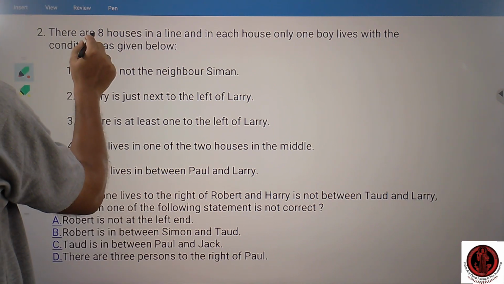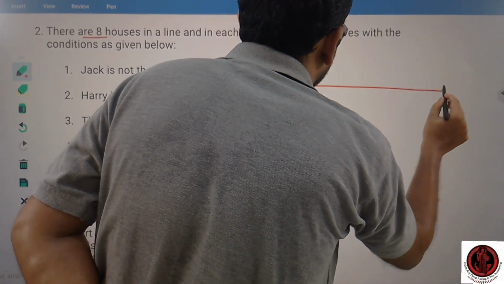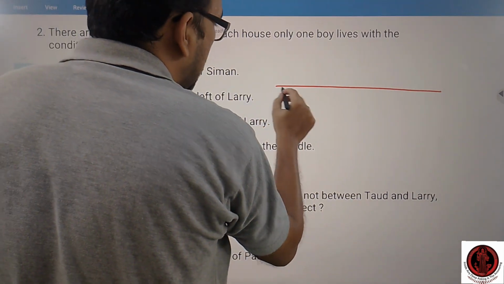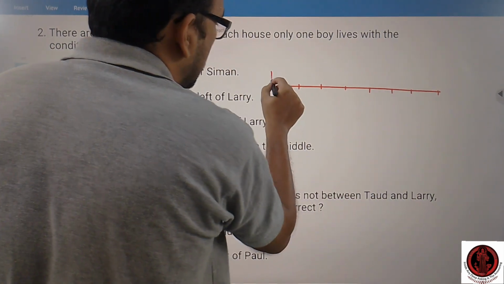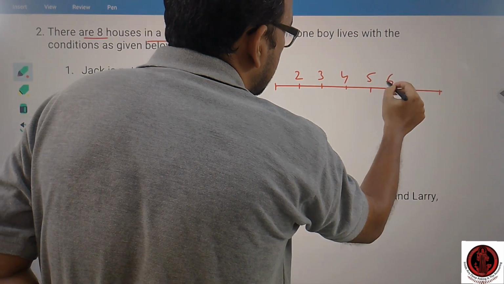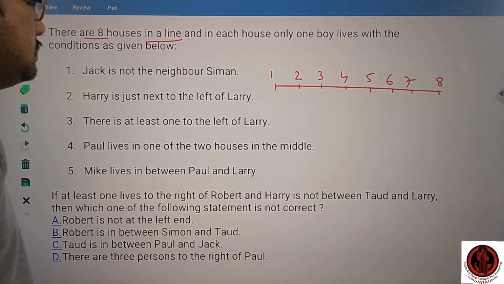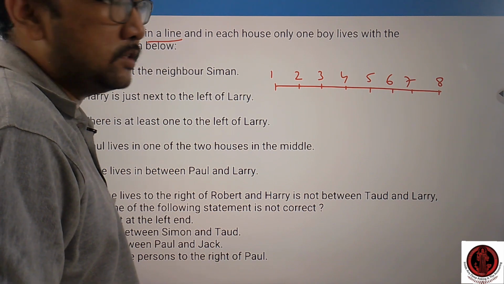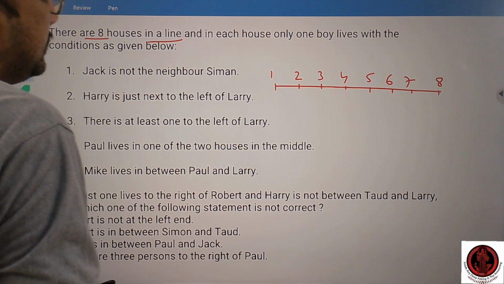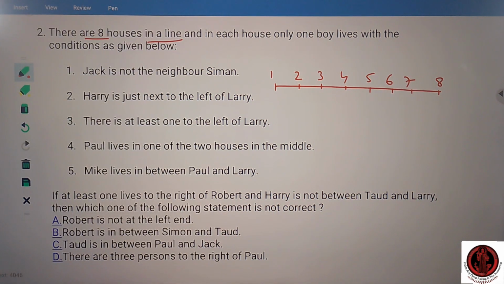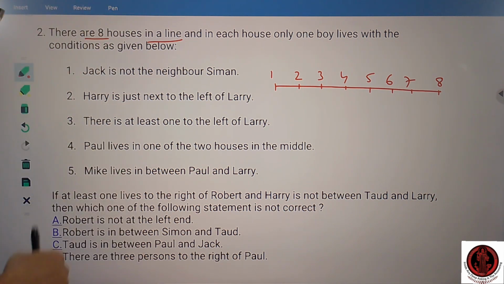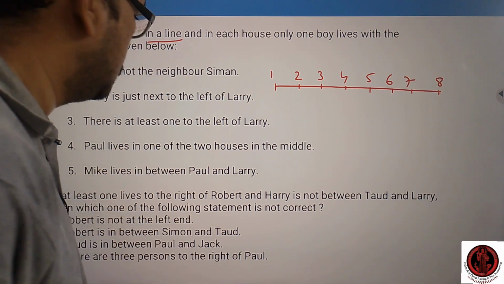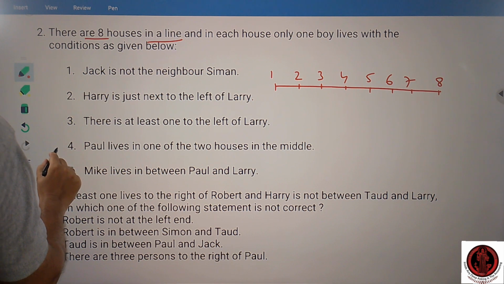Now in the next question, question number 2, there are 8 houses in a line. So this is also a row-wise arrangement. 1, 2, 3, 4, 5, 6, 7, 8. Because 8 houses are there in a line. So first write down 8 positions. And in each house only one boy lives with the conditions given below. Now these are the conditions. So first we have to draw according to the statements which you are sure about.